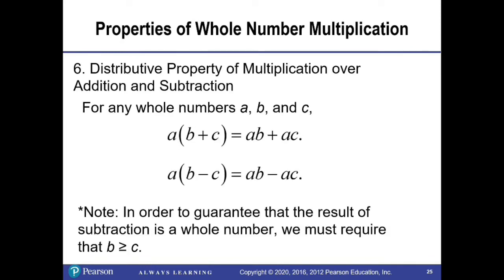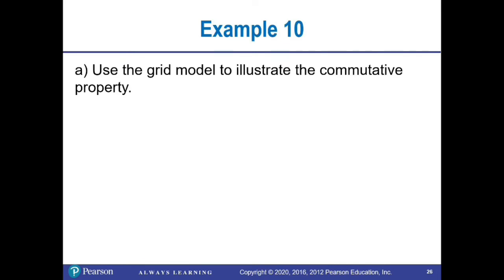And we have our distributive property of multiplication. You may remember this property from algebra. So we distribute the A, and we have A times B, plus distribute the A again, A times C. Or in the second example, we'd have A times B minus A times C. Now notice that to get a whole number in that second example, B has to be greater than or equal to C. So let's use our grid model to look at how some of these properties work.